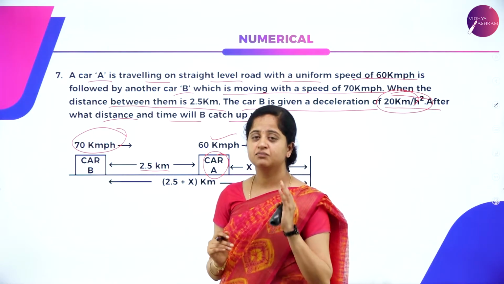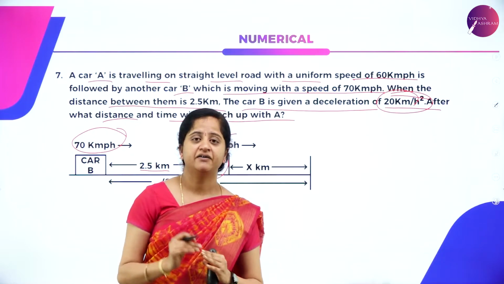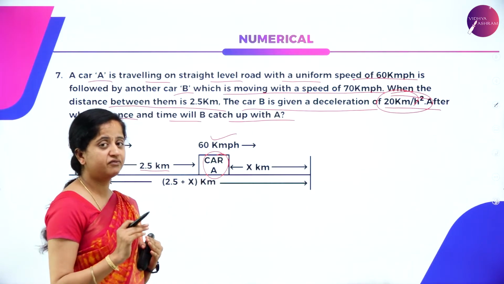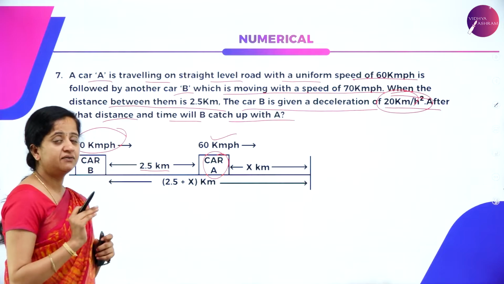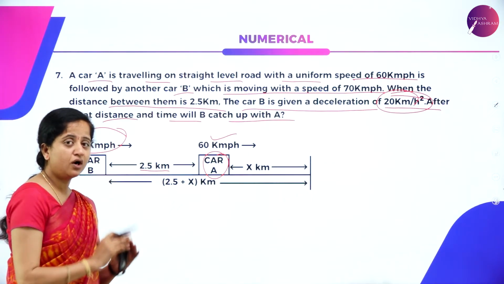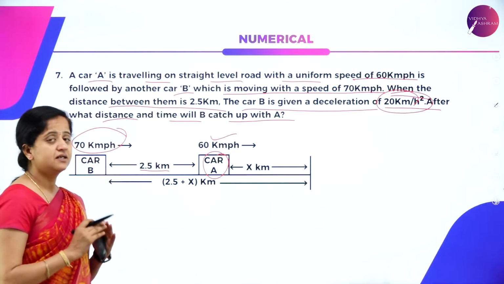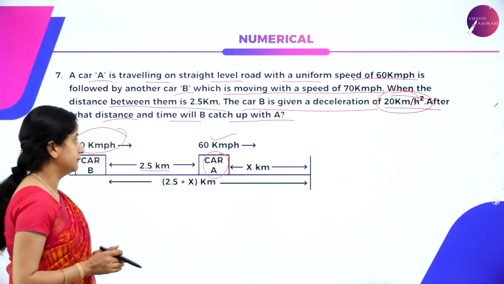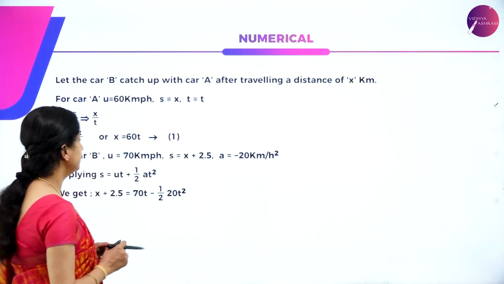We have two cars moving with different speeds, and when the distance between the two cars is 2.5 km, car B is given a deceleration of 20 km per hour square. So we need to find after what time and what distance they both will catch up together. So let us now write the given data.